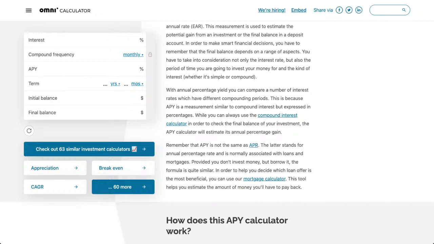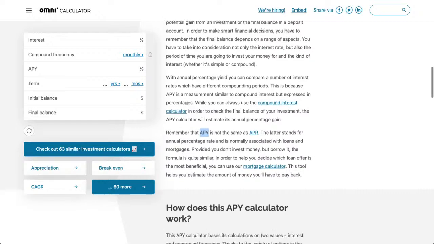Remember that APY is not the same as APR. The latter, APR, stands for annual percentage rate, and is normally associated with loans and mortgages. So don't get confused there. Provided you don't invest money but borrow it, the formula is quite similar. In order to help you decide which loan offer is the most beneficial, you can use the mortgage calculator, which will use APR. This tool helps you estimate the amount of money you'll have to pay back. So really, we're interested as investors in the APY.